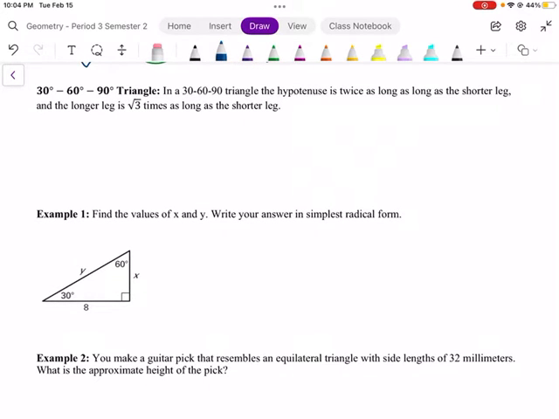So for this, we have a 30, 60, 90 triangle, and the hypotenuse in a 30, 60, 90 triangle is always twice as long as the shorter leg, and the longer leg is the square root of 3 times the shorter leg. So we're going to draw an example. We have a 30, 60, 90 triangle here. The short leg is always opposite of the 30-degree angle. The long leg will be opposite of the 60, and the hypotenuse is always opposite of that right angle.